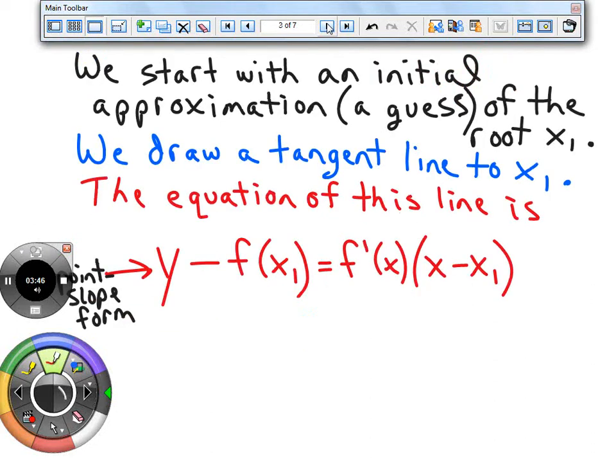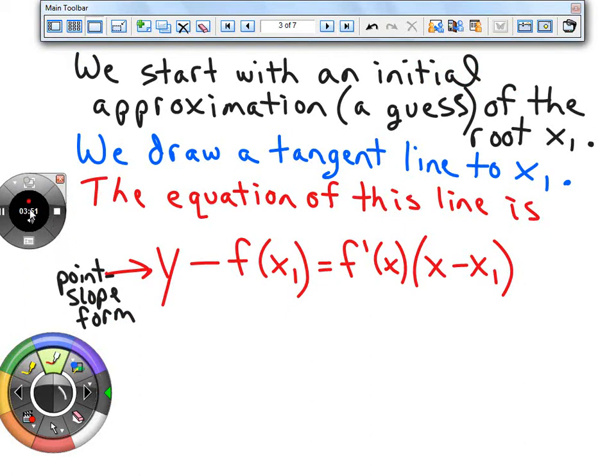All right, a little bit more of where the method comes from. I showed you a little bit. We start with the initial approximation, that's a guess of what the real root is. We draw a tangent line, which is what I did. The equation of the line is point slope form. So it's y minus whatever the y coordinate is, and you remember the y coordinate was f of x sub 1, and then equals the slope at that spot, which is the derivative, times x minus x sub 1. So that's the equation of the tangent line.